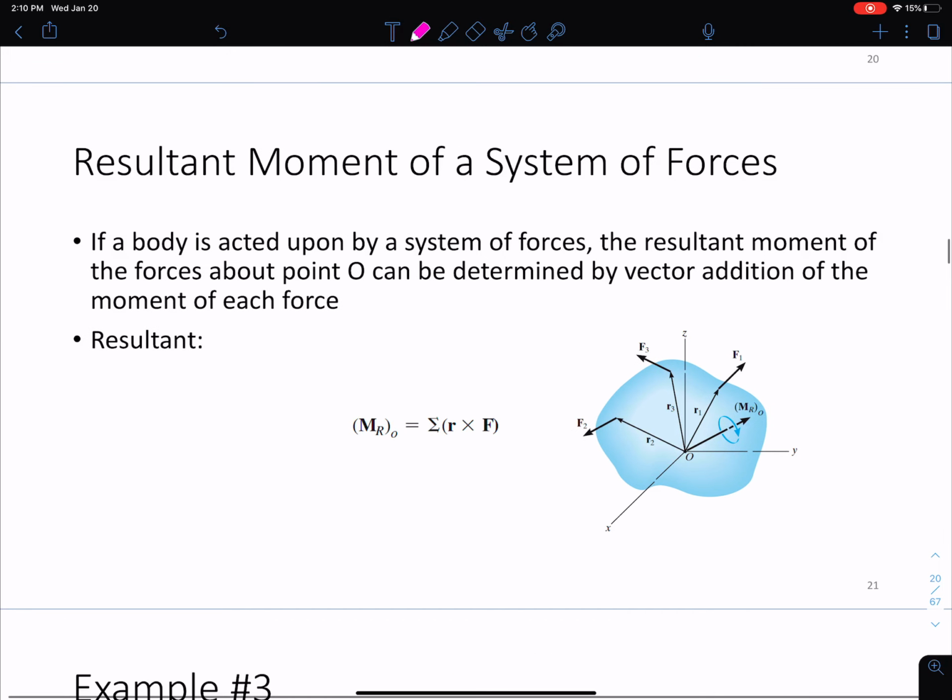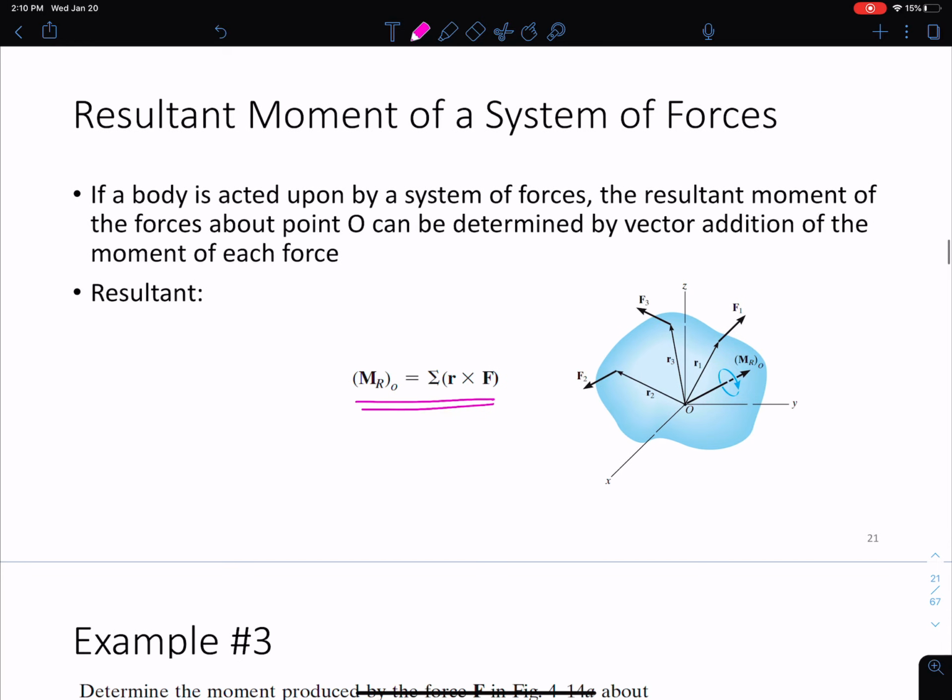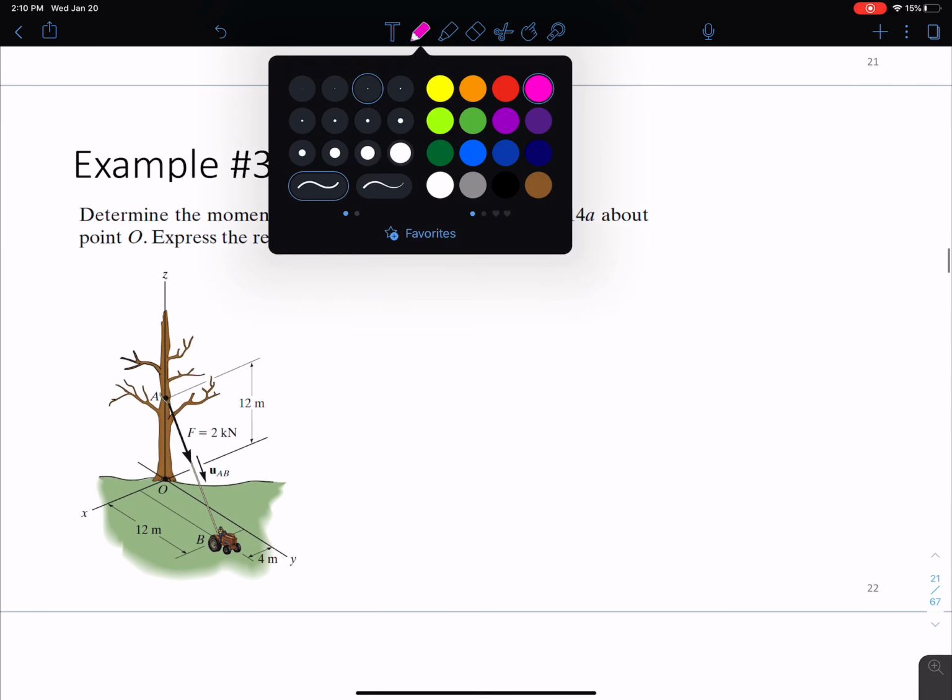Now, for the resultant, I'm going to do the same thing, just like we did earlier. The resultant moment is equal to the sum of all of the position vectors cross the forces. So all we have to do is sum all of those together, and we'll get the resultant MO. Okay, so let's try an example now.